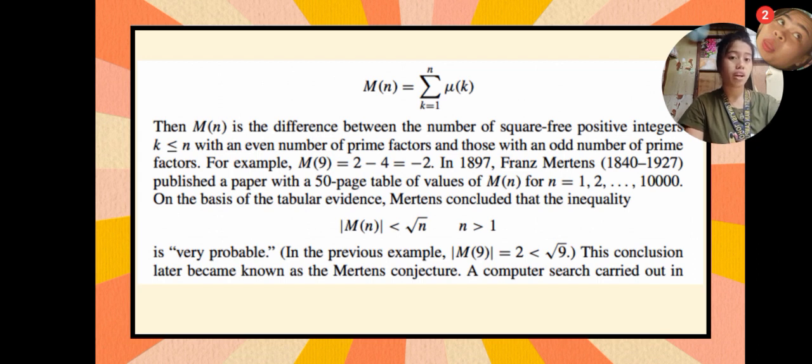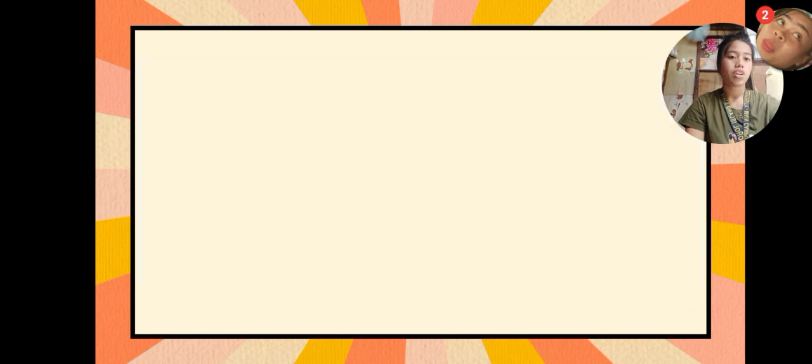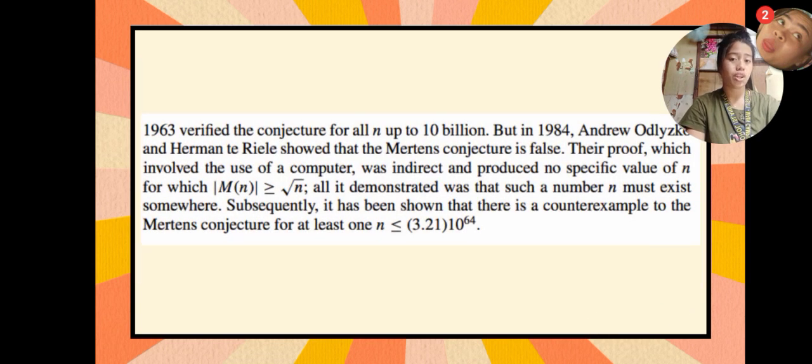On the basis of the tabular evidence, Mertens concluded that the inequality of the absolute value of M(n) being less than the square root of n, for n greater than 1, is very probable. In the previous example, the absolute value of M(9) equals 2, which is less than the square root of 9. These conclusions later became known as the Mertens conjecture. A computer search carried out in 1963 verified the conjecture for all n up to 10 billion.